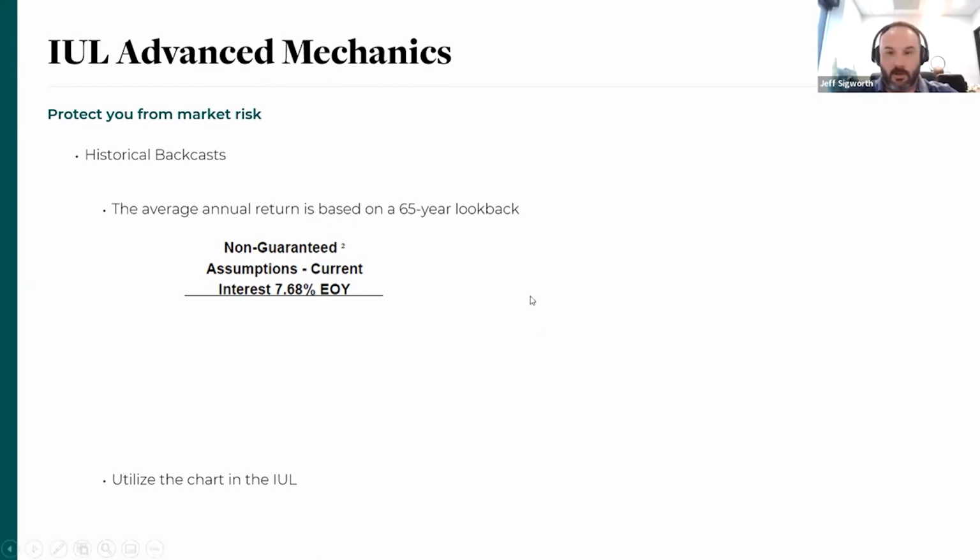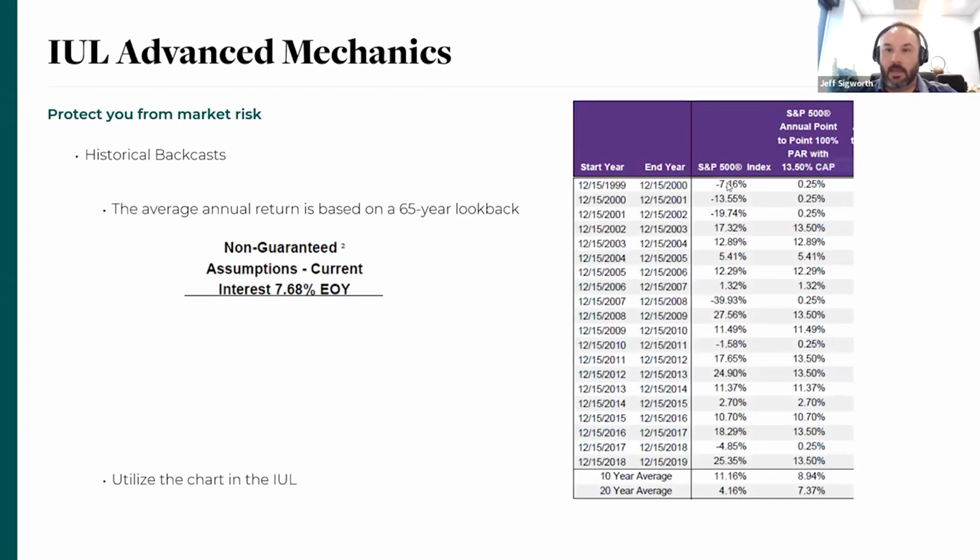So great question, great time. So right here, this was based last year. Okay, the cap was 13.5. I didn't update my slides currently, but the cap was 13.5. Okay, if you had these rules, the 10-year average for the S&P 500 was 11.16.